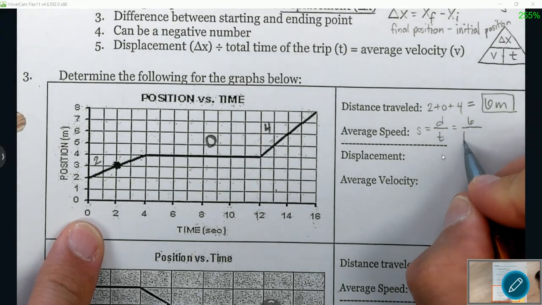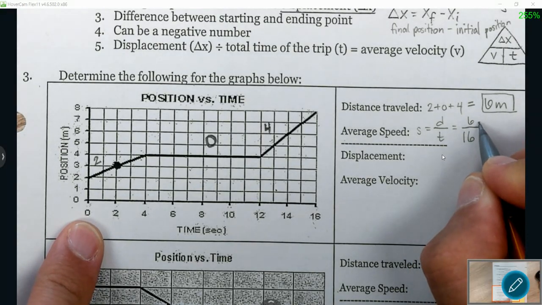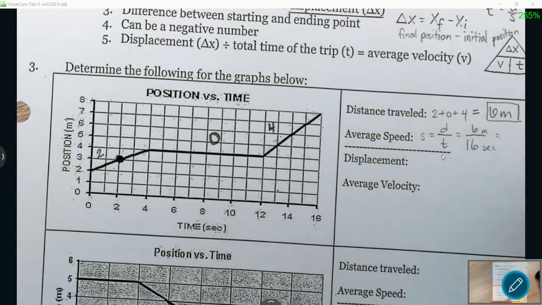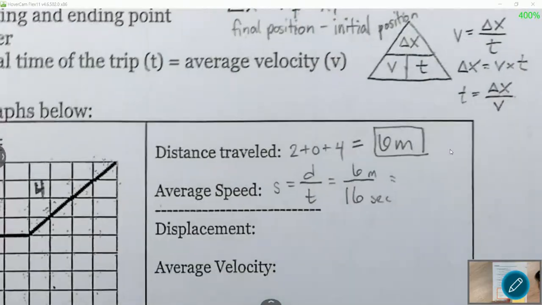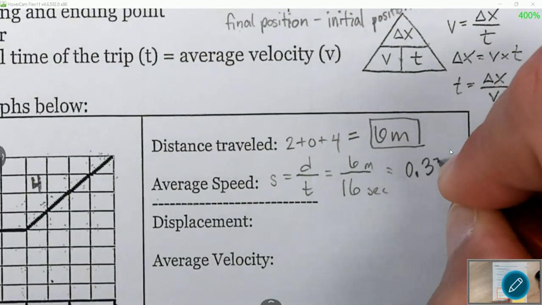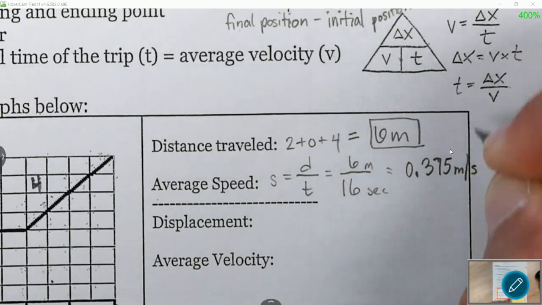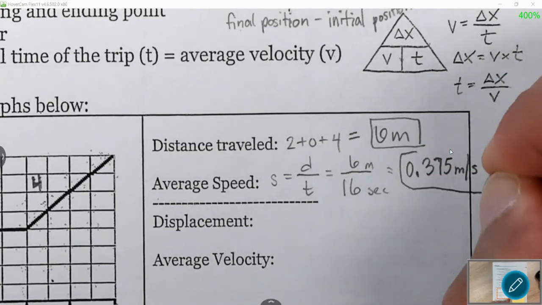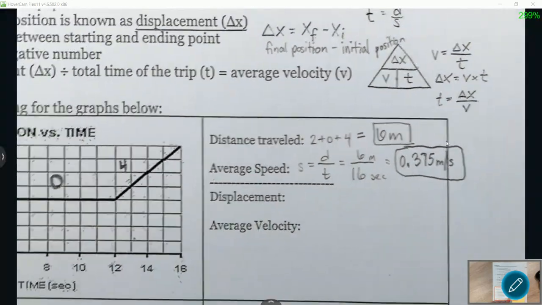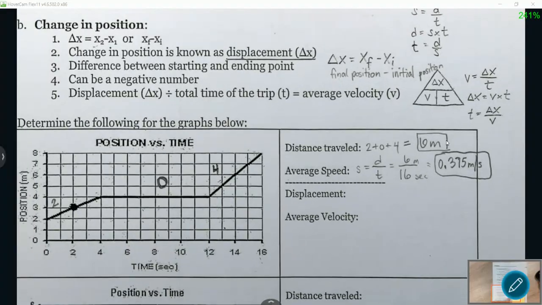16. So we had 6 meters, and you're going to divide that by 16 seconds. And that comes out to be 0.375, and the unit will be meters per second. All right, that seems pretty easy.